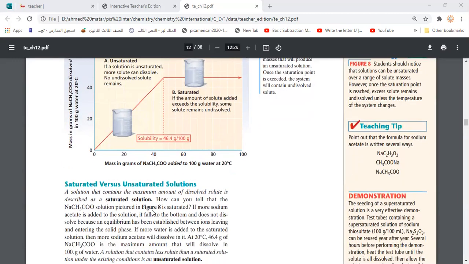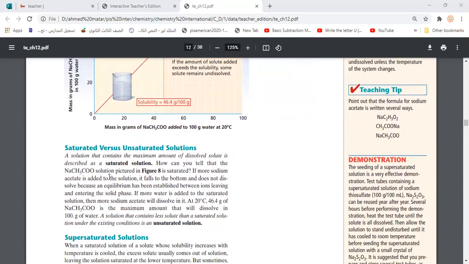So like this, we could find the difference between a saturated solution and an unsaturated solution. A saturated solution is the solution which contains the maximum amount of dissolved solute, which means it cannot allow any more dissolving. While an unsaturated solution is the solution that contains less solute, which means there are still spaces between the particles of the solvent that allow more dissolving of solute. That's the part where we're going to stop, guys.